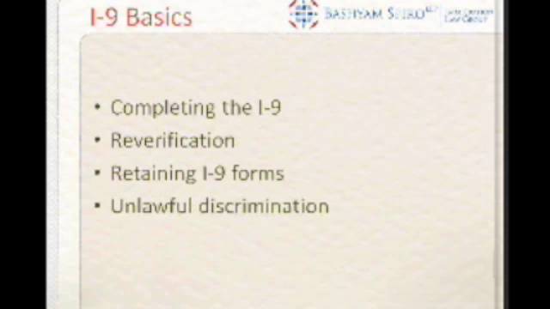So the I-9 form is the form that employers are required to have completed and keep on file for any employees that they hire. Now, this does not apply to independent contractors. This is just for employees. The I-9 form is divided into 3 sections. The first section has to be completed by the employee.